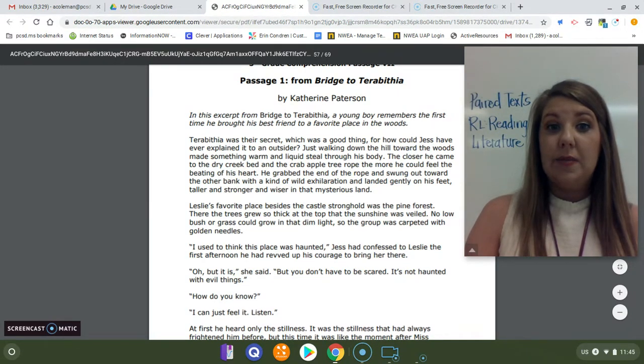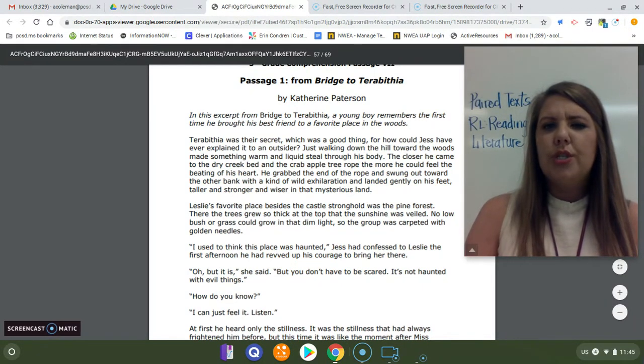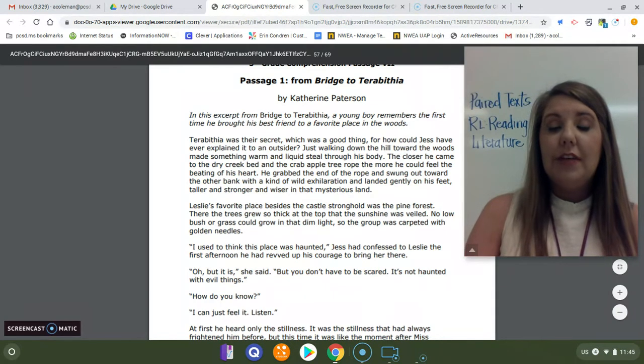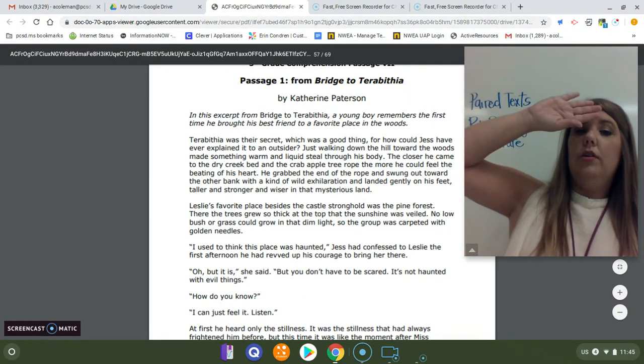Leslie's favorite place besides the castle stronghold was the pine forest. There the trees grew so thick at the top that the sunshine was veiled.